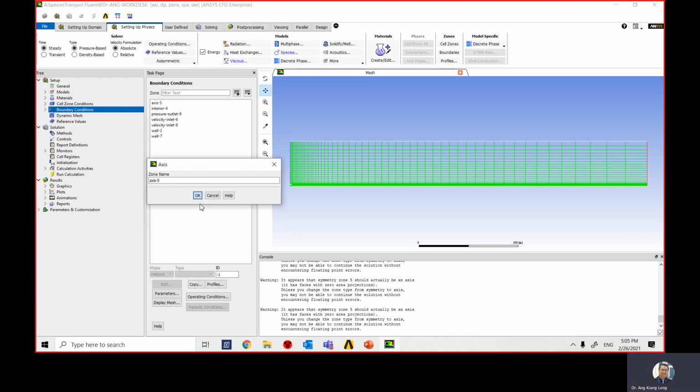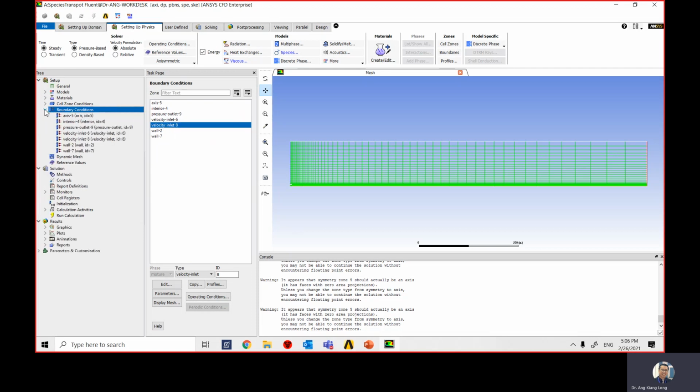After you change it to axis, it will ask you to rename the axis. So we will retain this name, then click OK. Once we have done symmetry number 5 and changed it to axis, we continue and define our inlet for air. Our inlet for air, just now I will show you, is velocity inlet number 8 here. Or you expand here, it is ID number 8. Then you go to edit.